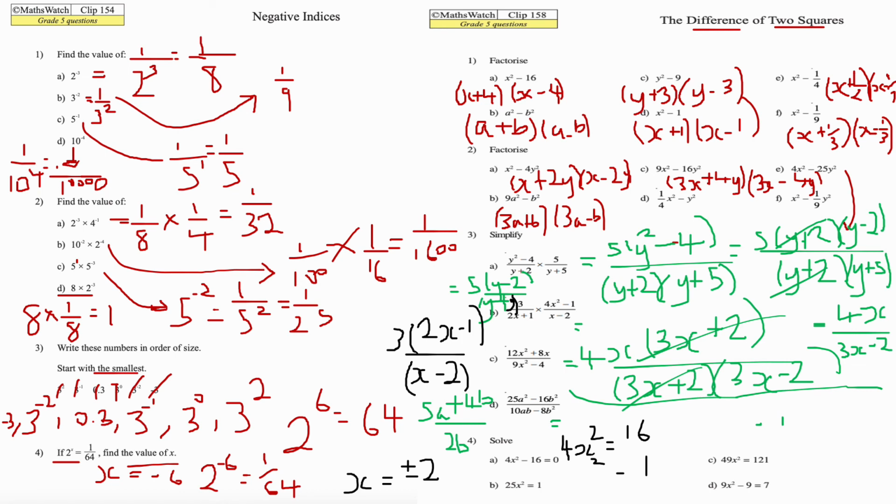For part B, guys, 25x squared equals 1. Dividing both sides by 25, I get x squared is equal to 1/25. Taking the square root, oh, it should be a 1 there, not a 2. Then I get x is equal to plus or minus the square root of a 25th. So x is equal to plus or minus a 5th. For that question.